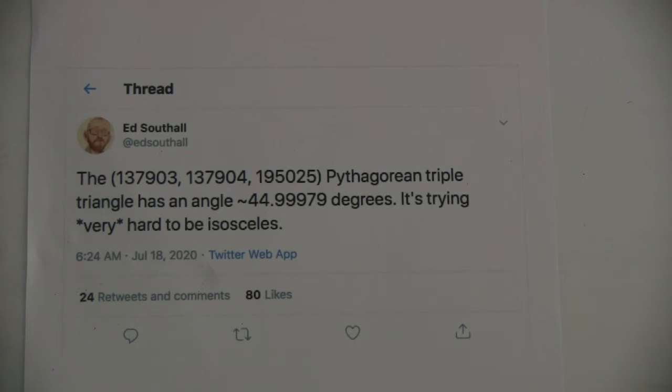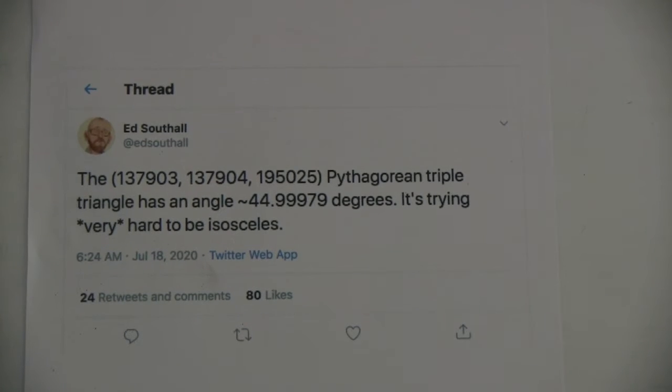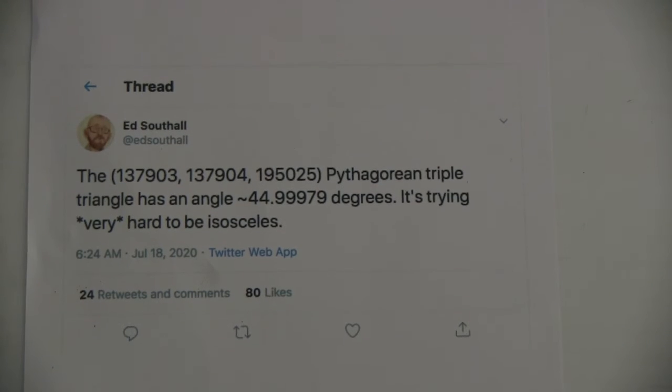Alright. So that gave me the idea of trying to find other triangles that had angles that were nearly 45 degrees. They don't have to be right. They don't have to be anything special if you don't want. But we're going to try here to make some triangles that have nearly 45 degree angles.